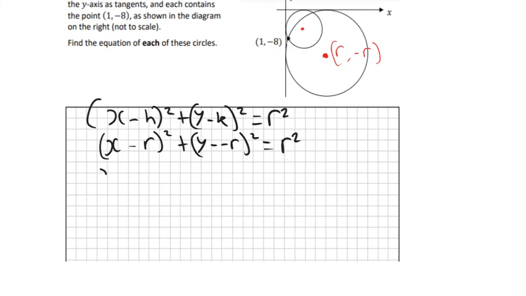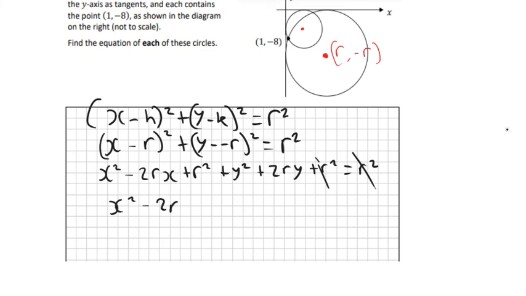So let's multiply out the brackets. We get x squared minus 2rx plus r squared, plus y squared. That will be a plus r in there, so (y + r) squared gives plus 2ry plus r squared, equals r squared. So we get a few r squareds here, and we can cancel out that one and that one because they're on both sides. So we get x squared minus 2rx plus r squared plus y squared plus 2ry equals 0.